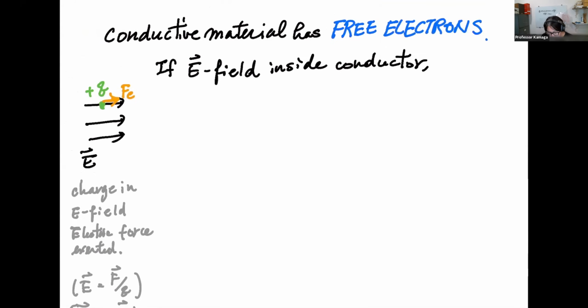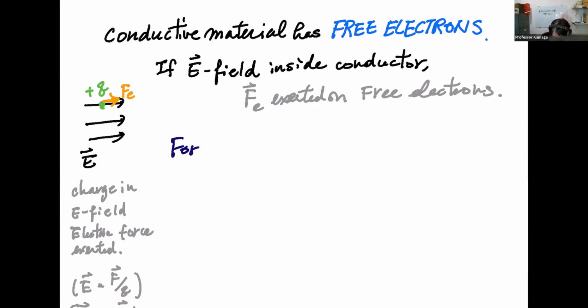So if you have an electric field inside a conductor, that means all these free electrons in the conductor have an electric force on them. That means an electric force is exerted on the free electrons, and they can move around.